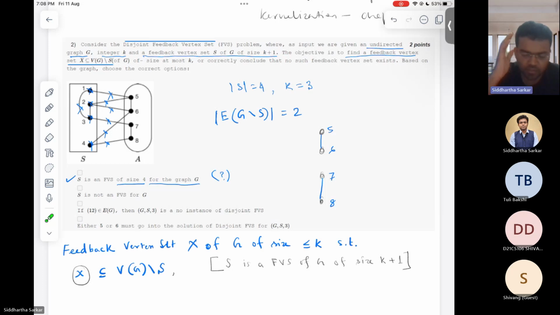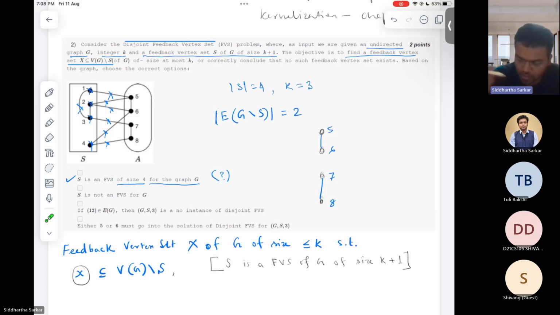We're just looking at feedback vertices. For now, do not worry about the disjoint feedback vertex set definition. So we're just asking whether removal of these 4 vertices makes the graph cycle free or not. If yes, then we will say that S is indeed a feedback vertex set of size 4.